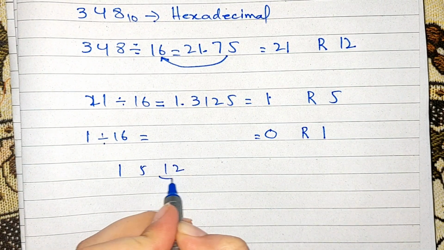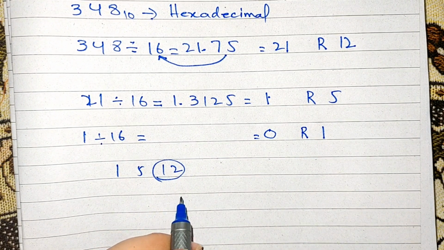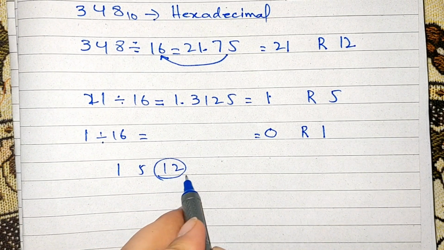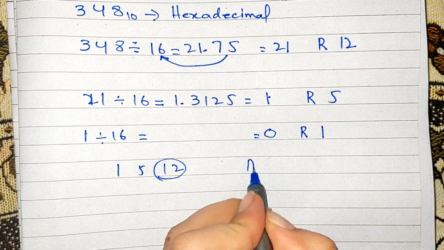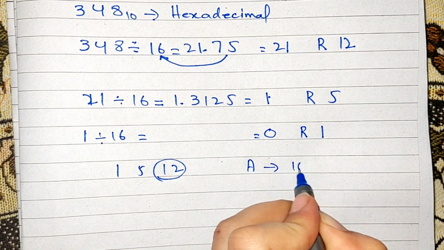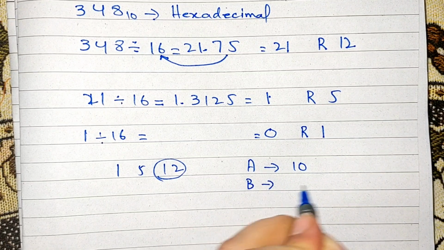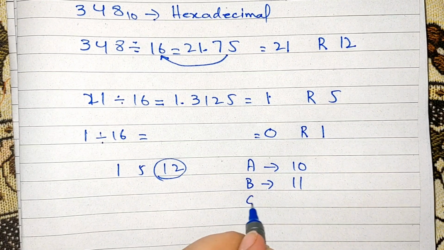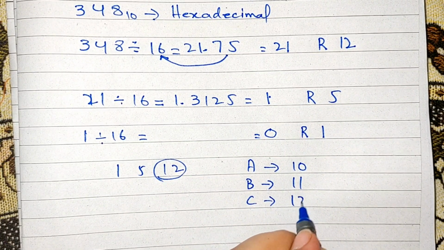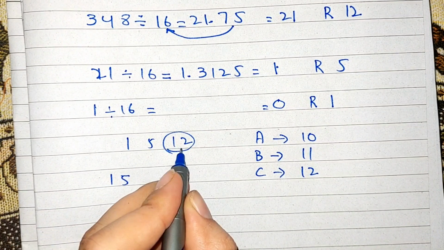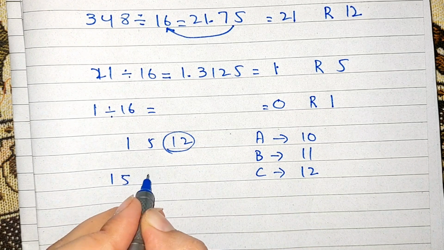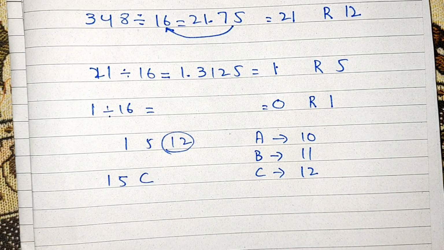Now we can see that 12 is larger than 9, so that means we have to convert this into a letter. If you remember, A corresponds to 10, B corresponds to 11, C corresponds to 12. So we can write 1, 5, and instead of 12 we will write C. So this is the way to convert a decimal number into the hexadecimal number system.